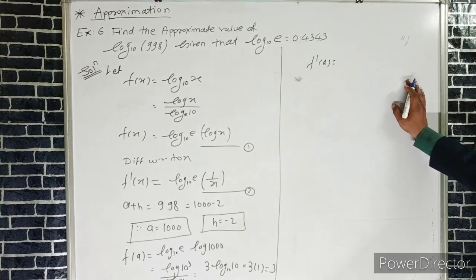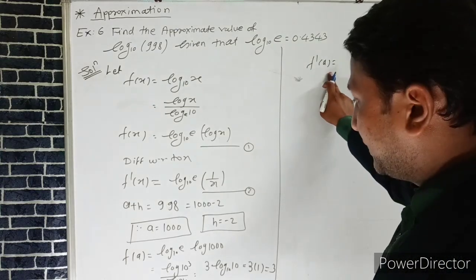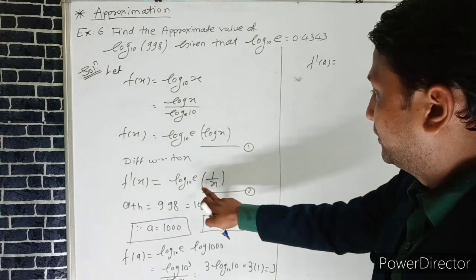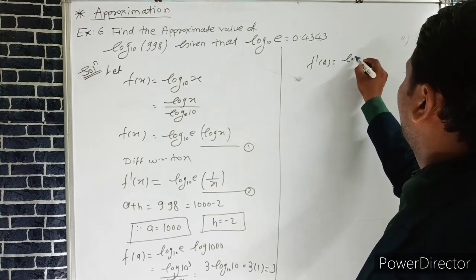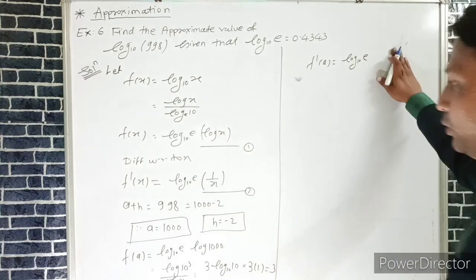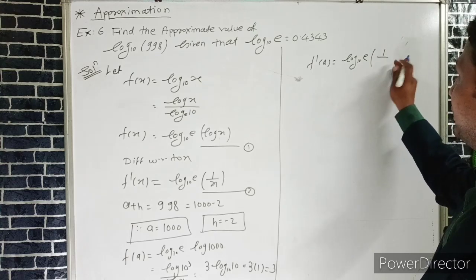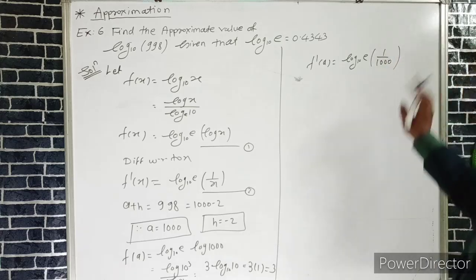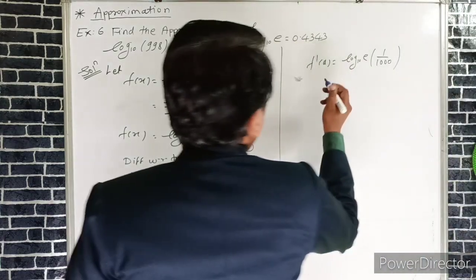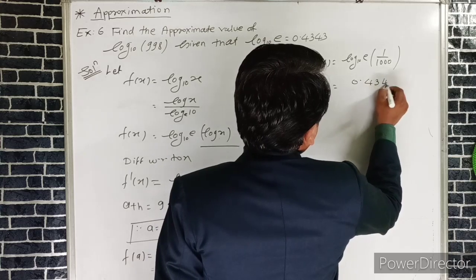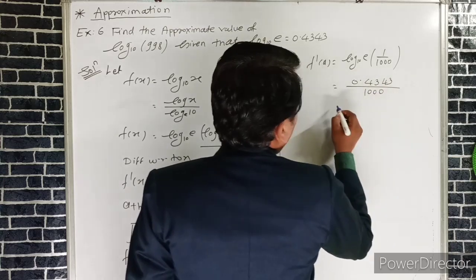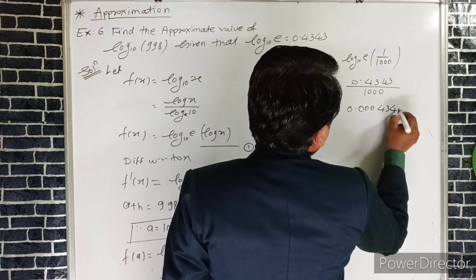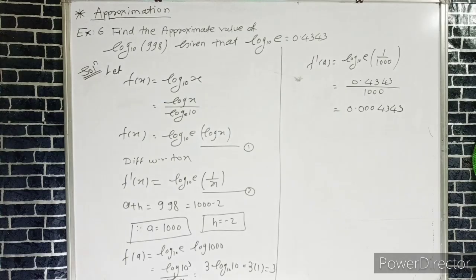f dash of a is equal to log base 10 of e into 1 upon a, which means 1 upon 1000, the value of a. So we know that the value of log base 10 of e is 0.4343, so 0.4343 upon 1000. We can write the value of f dash of a as 0.0004343.